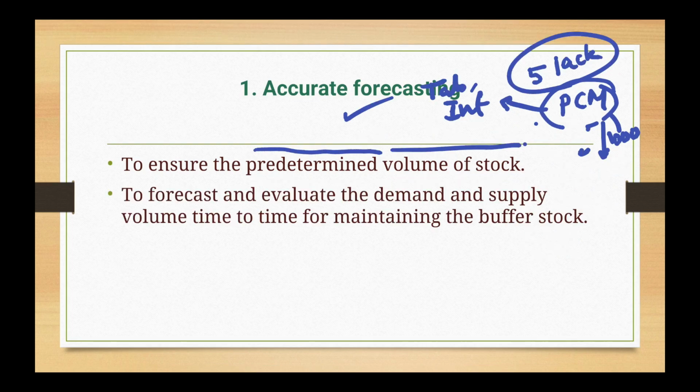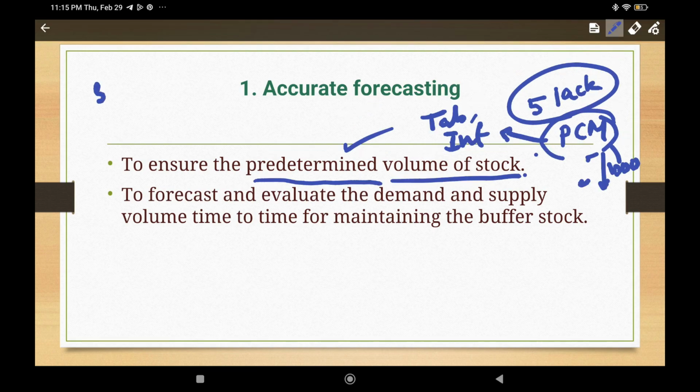To forecast and evaluate the demand and supply. For each strength, each dosage form, each cost, we have to segregate the drug and evaluate the demand. As I told before, we evaluate the demand from the previous three years' consumption for that particular product, and make an assumption of how much my current year consumption will be.